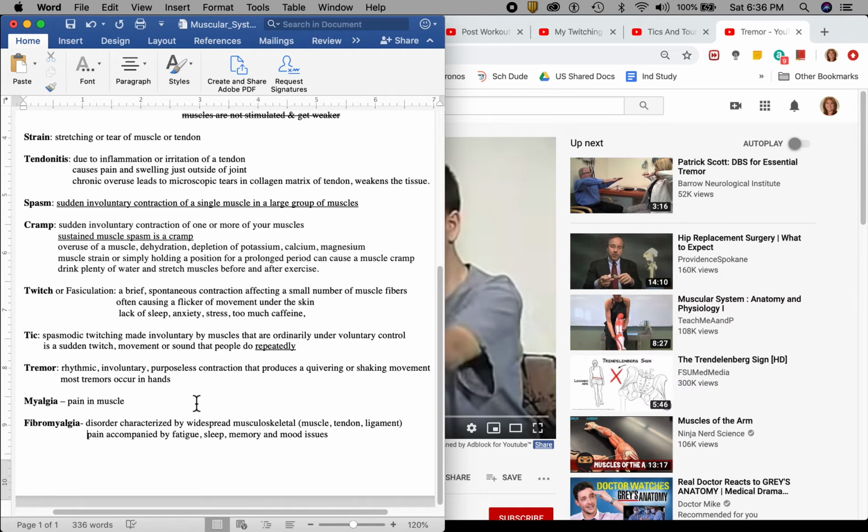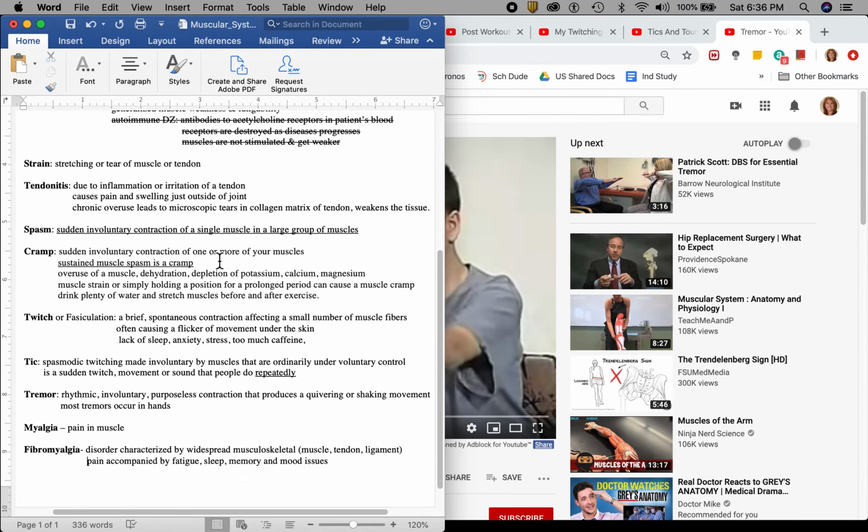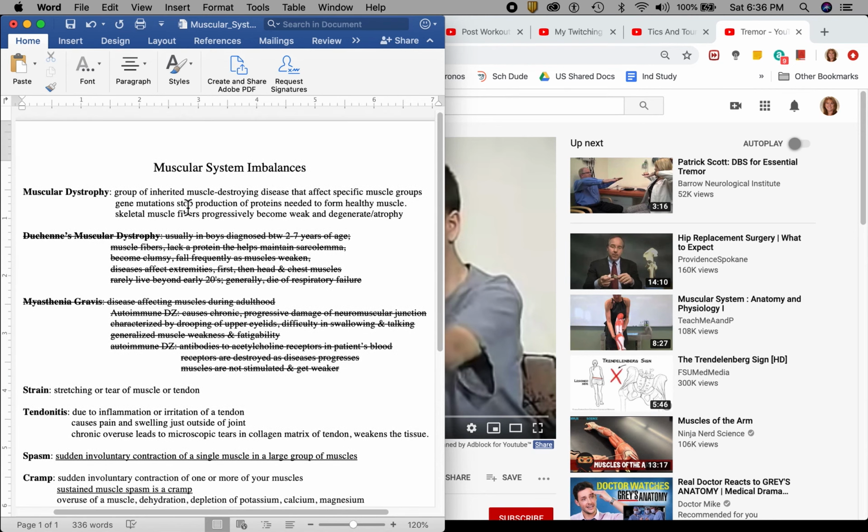Often they have chronic fatigue. They have problems with their sleeping. They have memory and mood issues. It's quite debilitating for someone who is diagnosed with fibromyalgia. And so that is it. That's it for our muscular system imbalances that you'll be responsible for on our test this week.